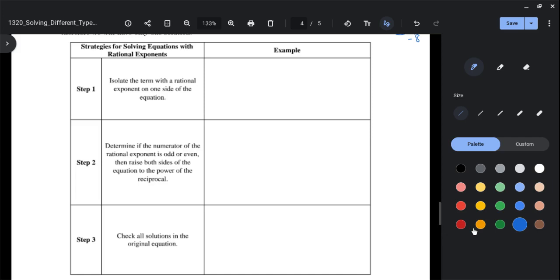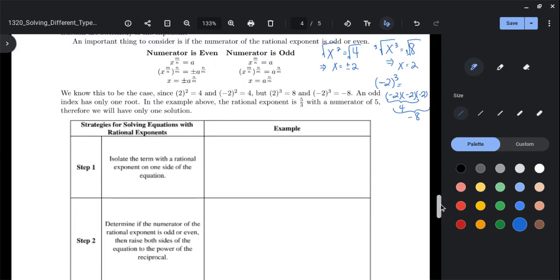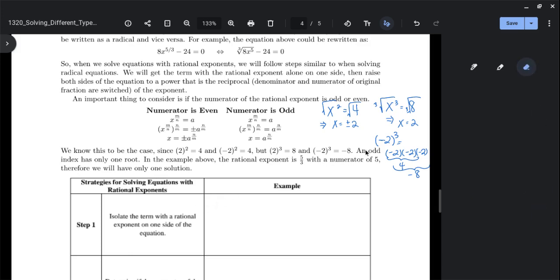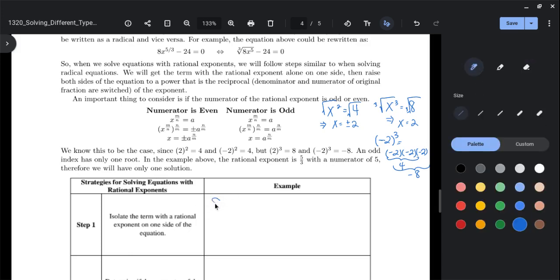So again, step 3 is very important because, as we saw with our radical equations, which are very similar to our equations with rational exponents, we could have extraneous solutions. So let's go ahead and start with step 1. Let me rewrite my equation. We're going to solve the equation 8x to the 5/3 power minus 24 equals 0.